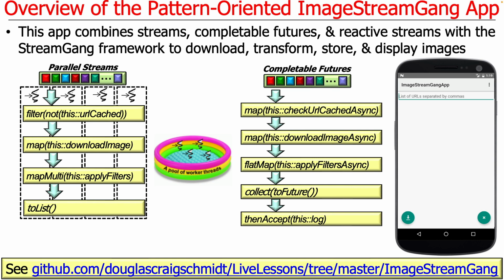So this particular app combines a whole bunch of different techniques. It combines Java sequential and parallel streams, Java completable futures, different variants of Java reactive streams within a little framework I call the StreamGang framework to download, transform, store, and display images.